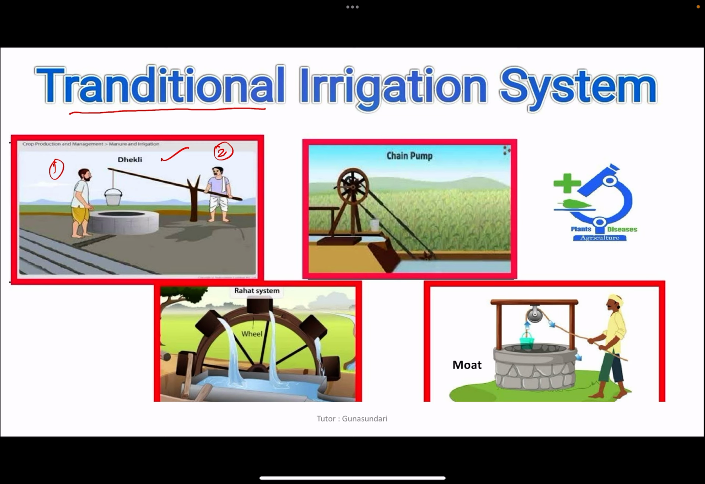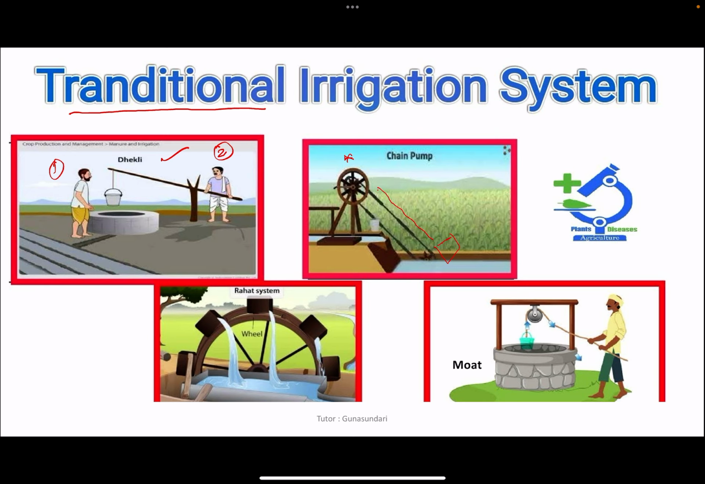The next one is the chain pump. You can see a small pulley, and a big chain is attached to it. At the end of the chain there is a container attached downside. When the pulley turns, the chain also runs, and hence the water can be collected and we can water our crops.